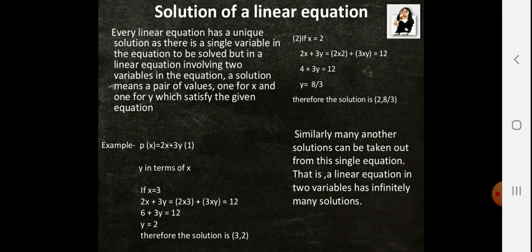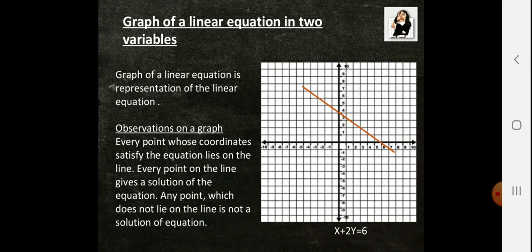You can plot the value of x and y, and you can draw the line which is the solution for your equation. Here you can see I have plotted the solution in the graph, and so I get the straight line which is the solution for my given equation.